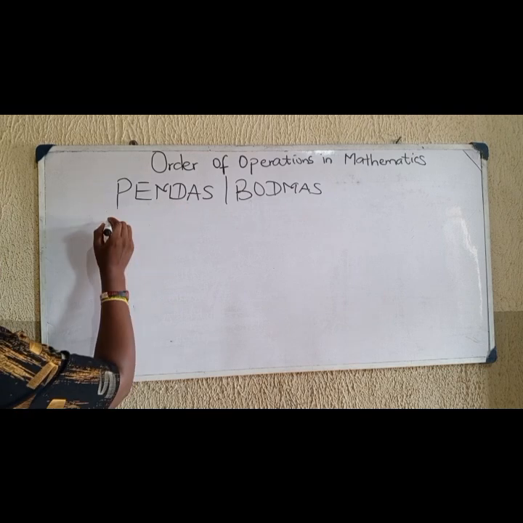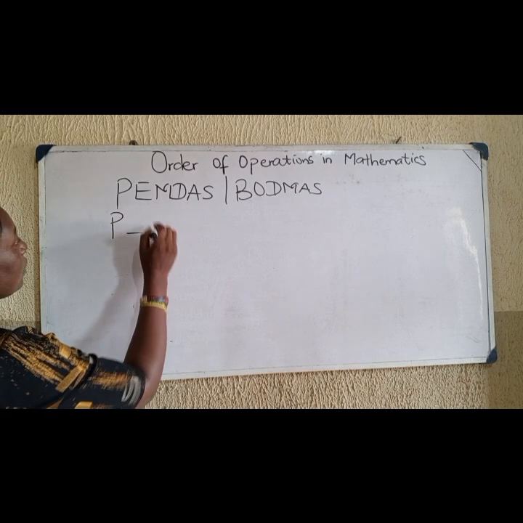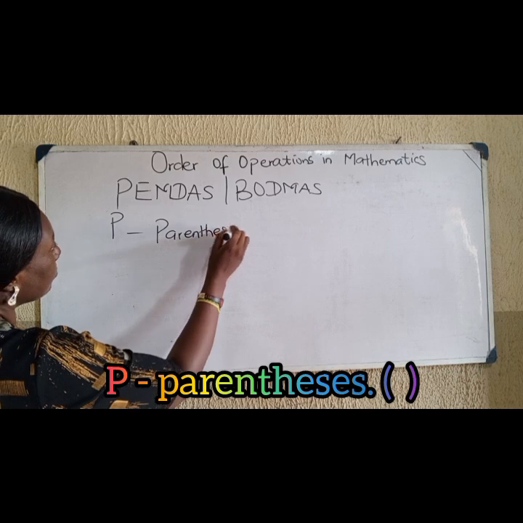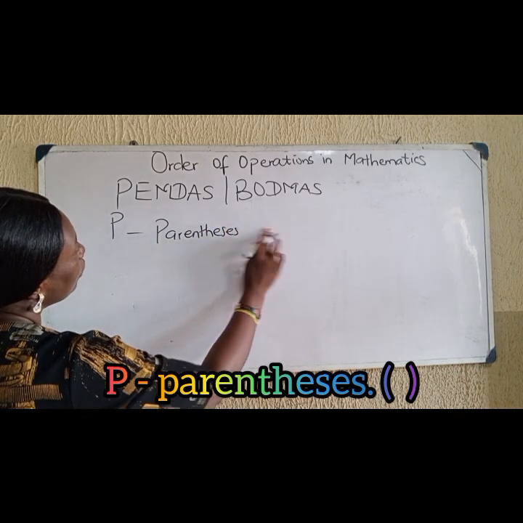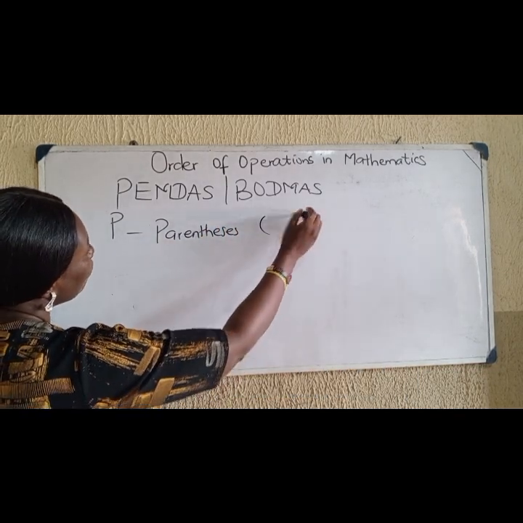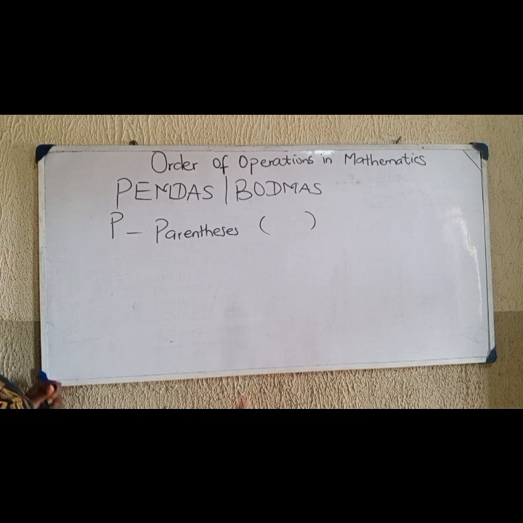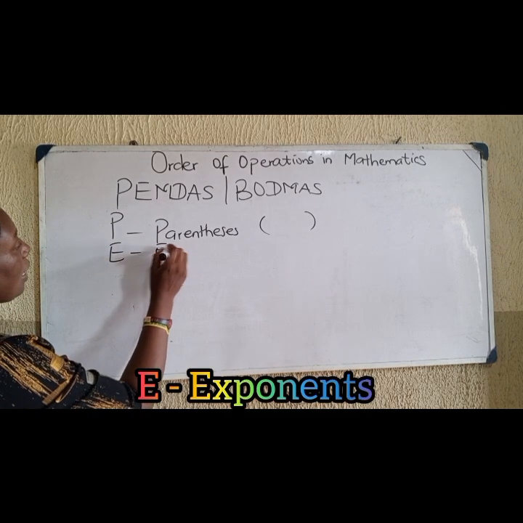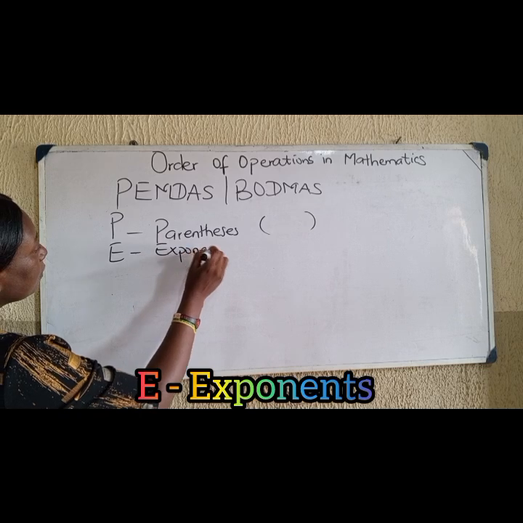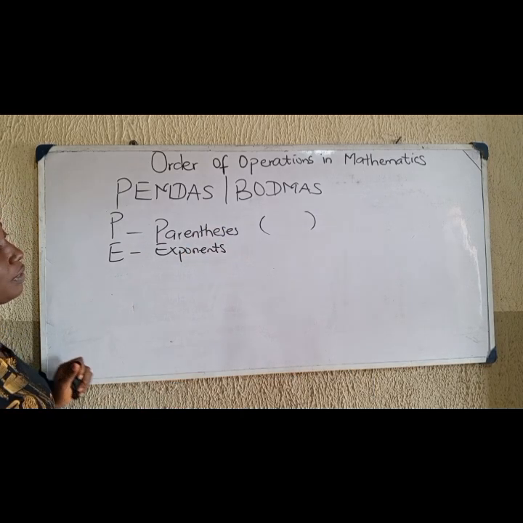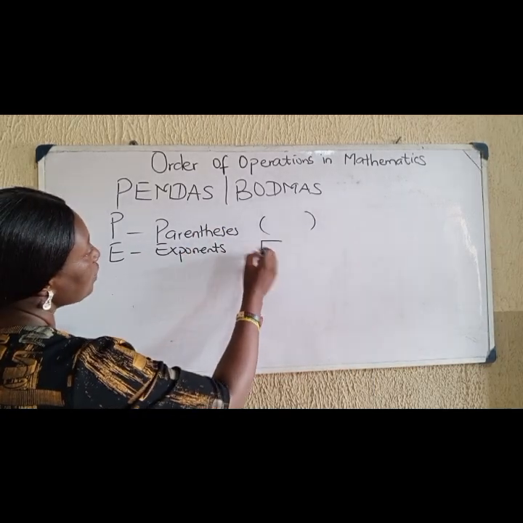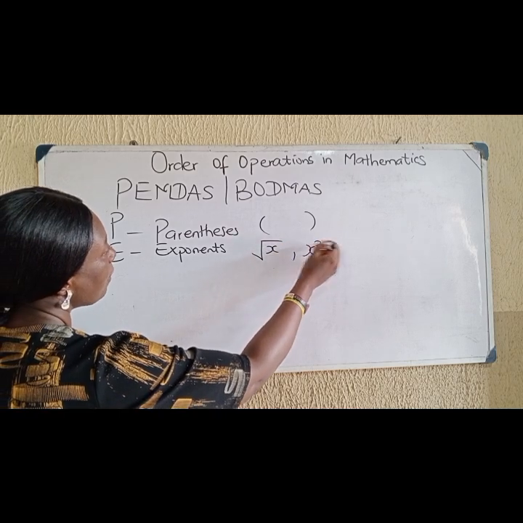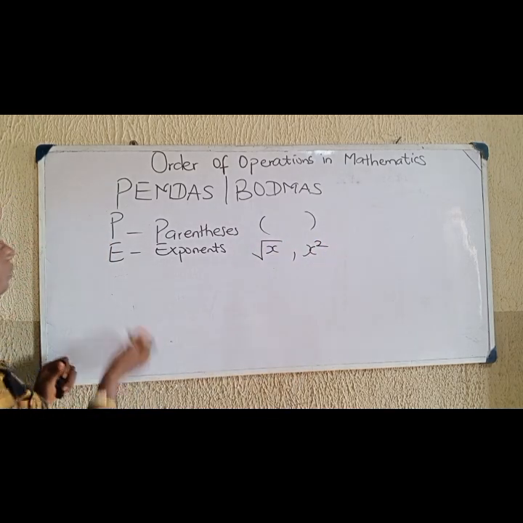Now, using this, P stands for what? Parenthesis, which is something like a bracket. It also means bracket. Then E is what? Exponent. Exponent is when you have square root of any number, or square, or powers of a number.